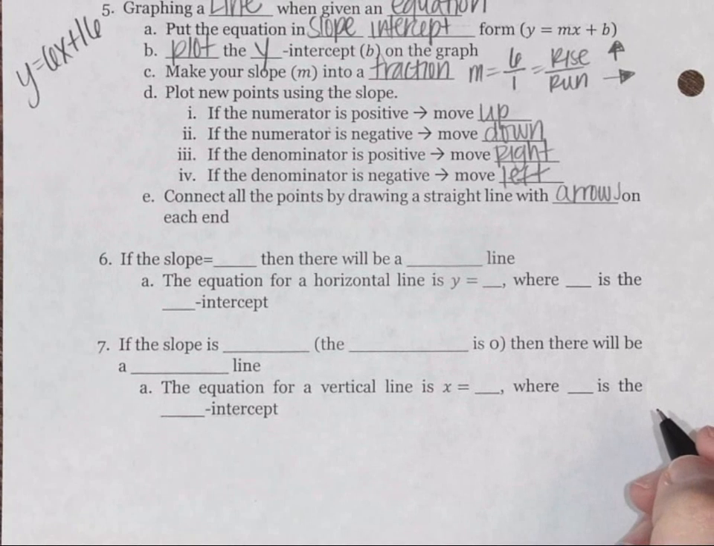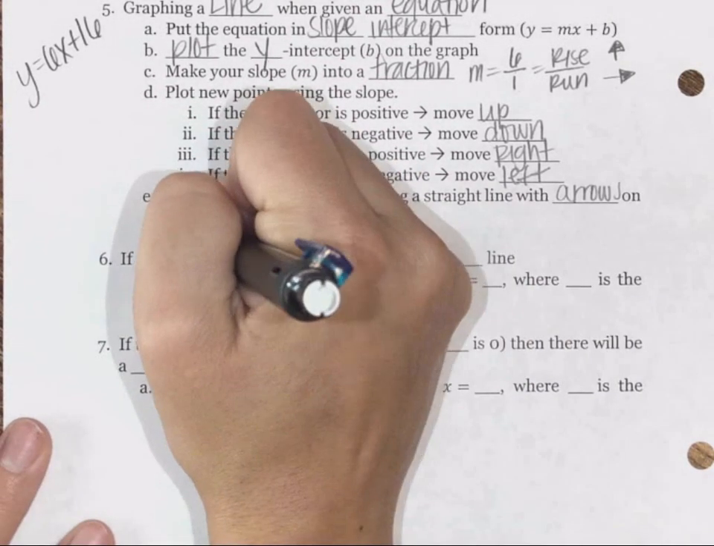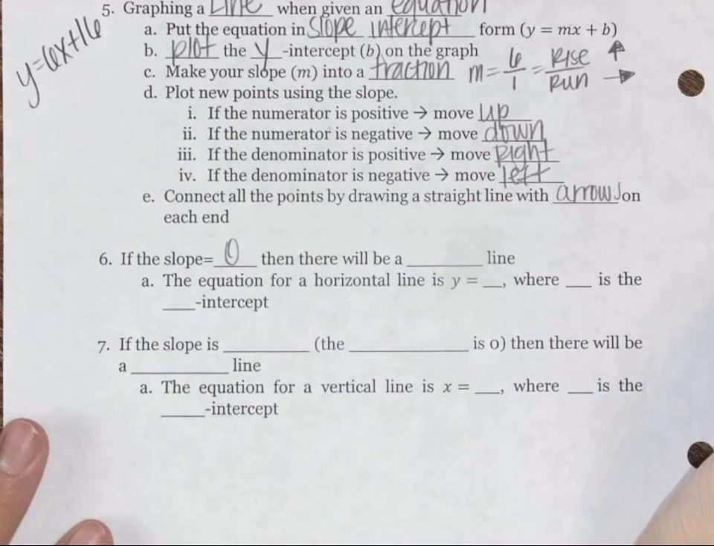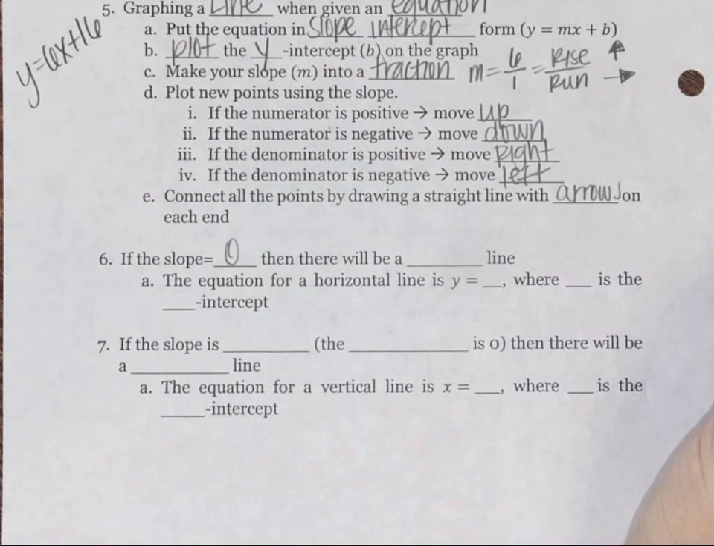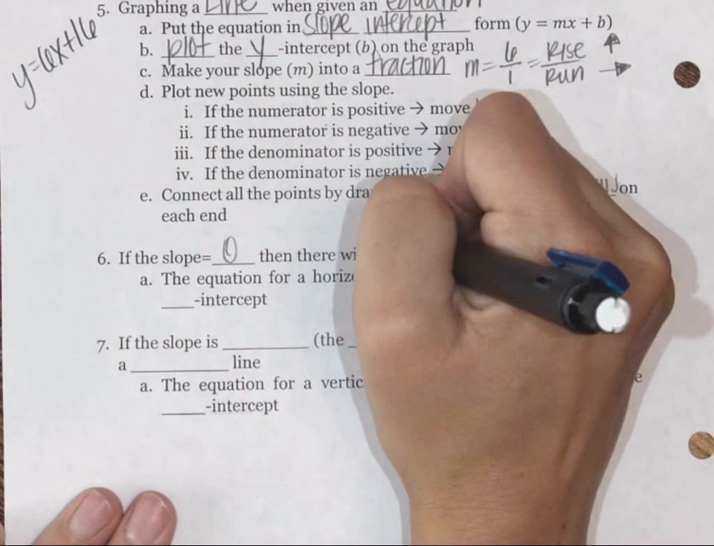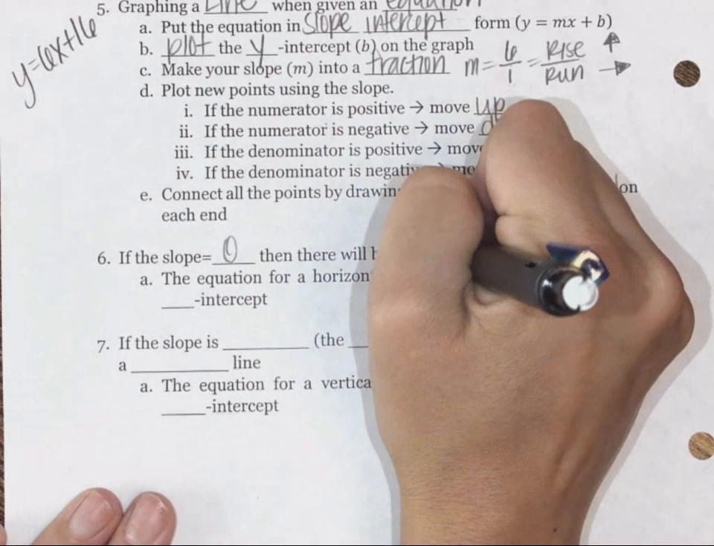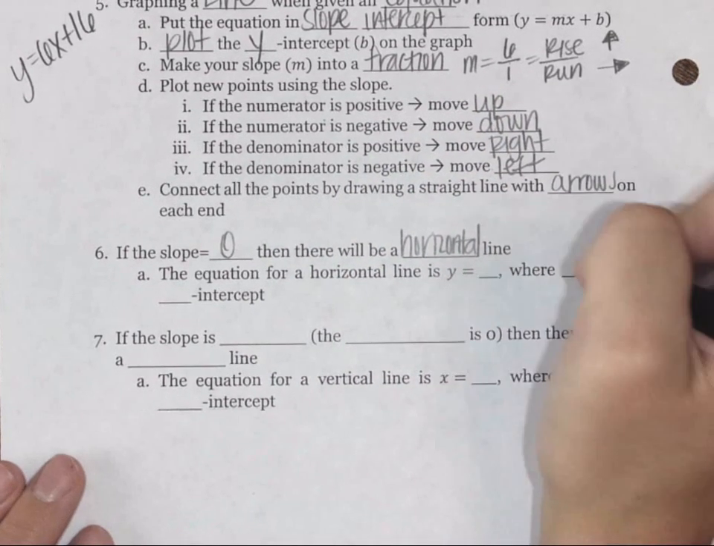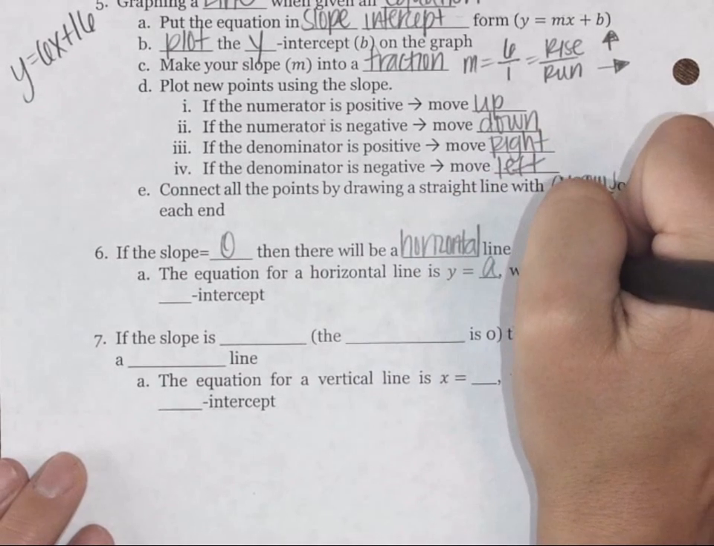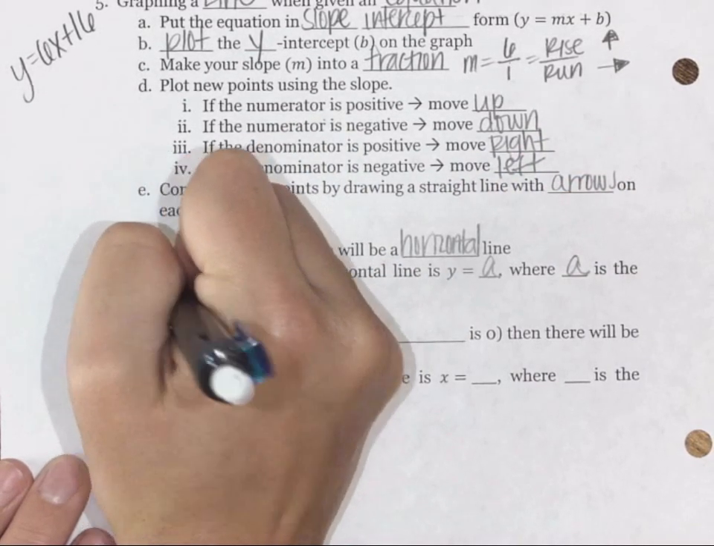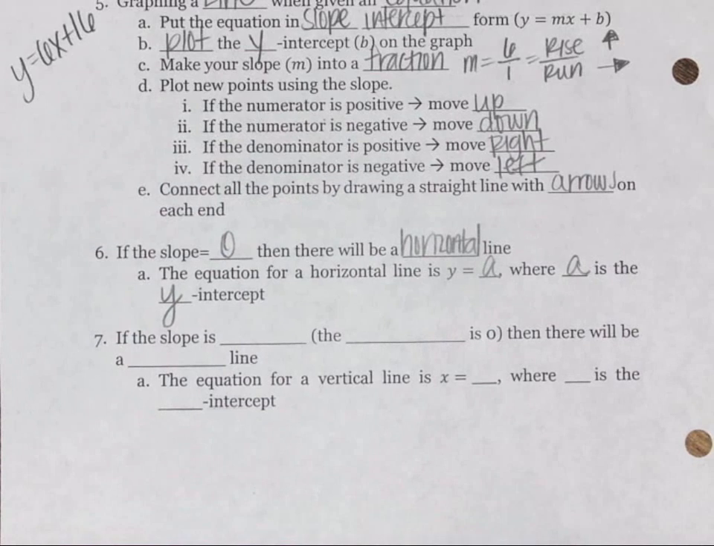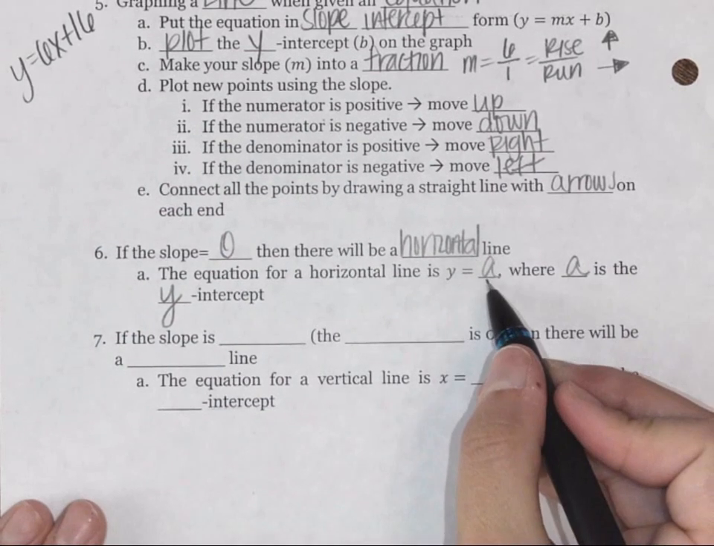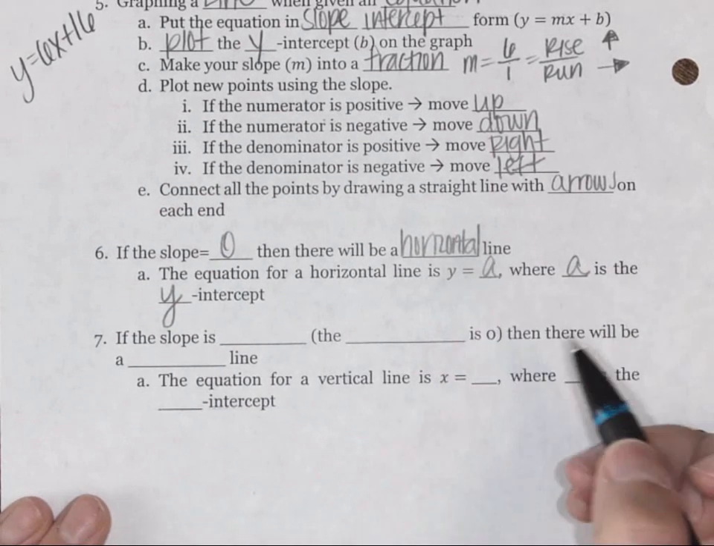Okay, now we have a couple of other lines that are different, that are not diagonals. They're either vertical or horizontal. If your slope is 0, so when you do your rise over run, you get 0, or y2 minus y1 over x2 minus x1, and you get 0, then that will be a horizontal line. The equation for a horizontal line is y equals a, where a is the y-intercept, meaning wherever that line goes through the y-axis, that is going to be your equation, y equals that number.